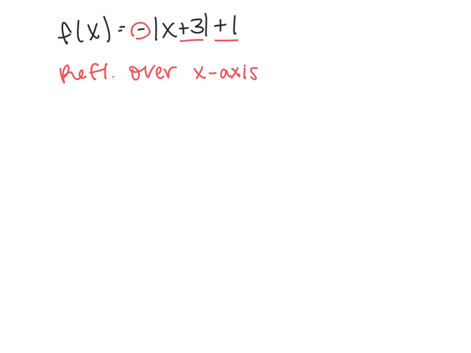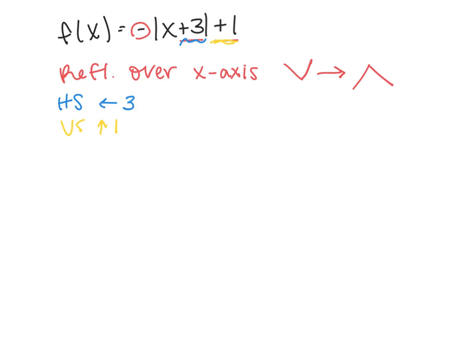So that means normally the absolute value equation is a V opening up. Since we're reflecting it over x, we'll have a V open down instead. That plus 3 on the inside is a horizontal shift to the left 3. The plus 1 on the outside is a vertical shift up 1.